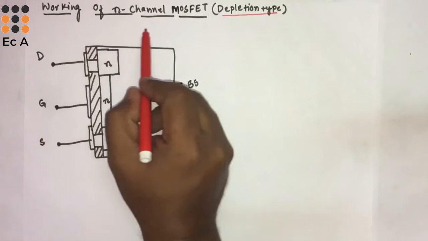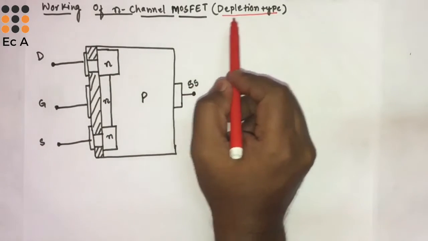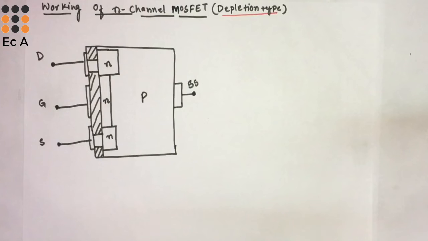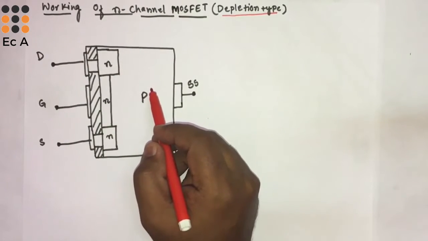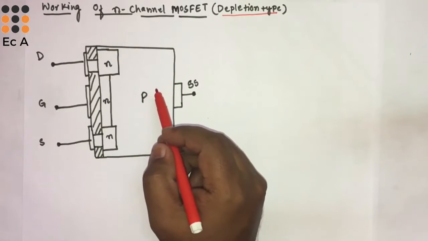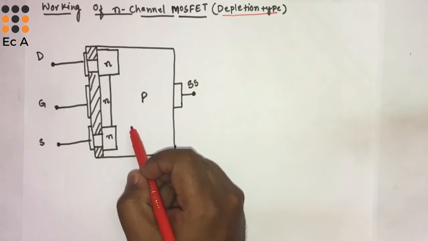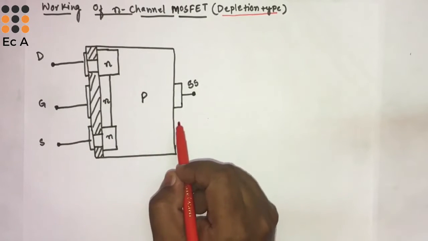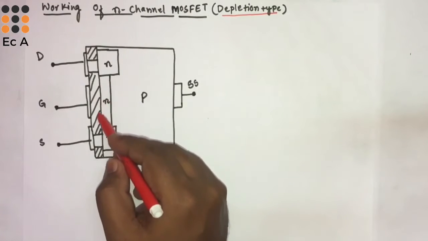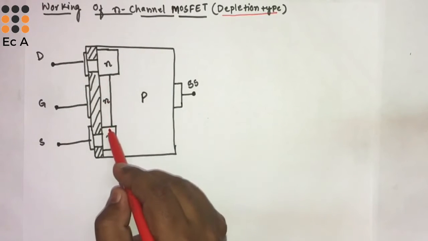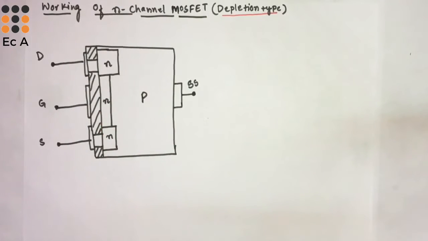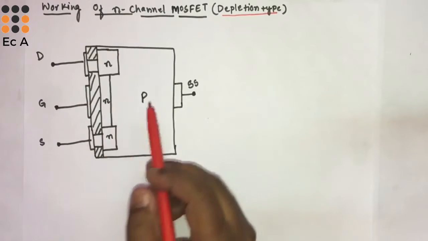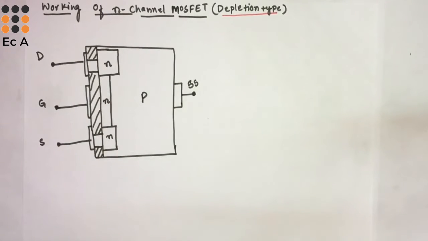In this lecture, we'll understand the working of the N-channel depletion-type MOSFET. In the previous lecture, we understood the difference between a depletion-type MOSFET and the enhancement-type MOSFET. The major difference is that there is no channel present in an enhancement-type MOSFET, and in a depletion-type MOSFET the channel is present, either an N channel or a P channel. In this lecture we will consider an N-channel MOSFET, which is a depletion type.